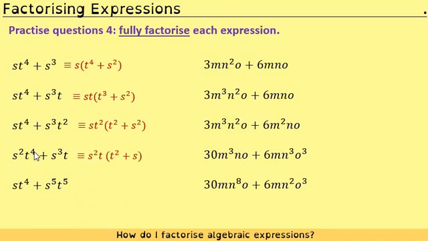Next, the maximum s I can take out is s squared, and the maximum t I can take out is just t. So I took out s squared t. Then that leaves me with t squared plus s inside the bracket. Next, the maximum s I can take out is just 1s, and the maximum t's I can take out is t to the power of 4. So I've taken out st to the power of 4. That leaves me with 1 plus s to the power of 4t in the bracket.